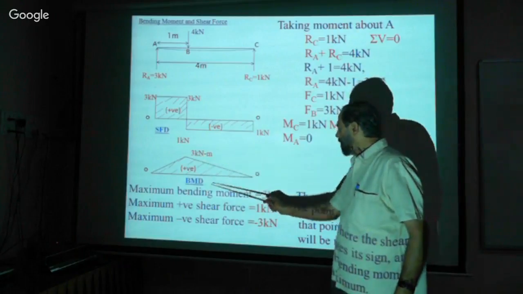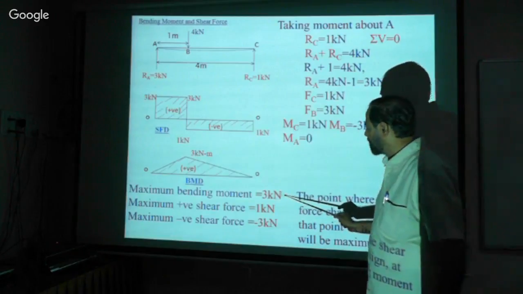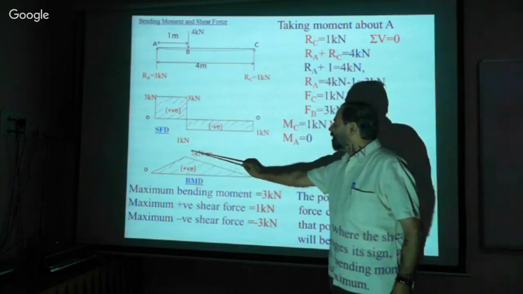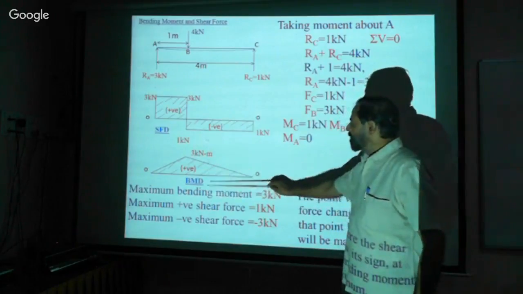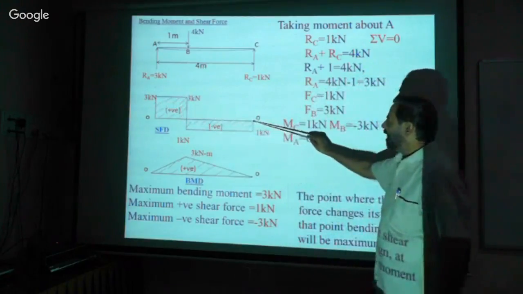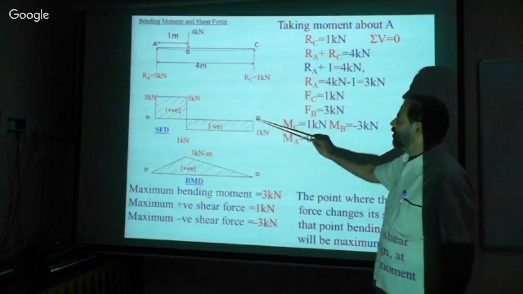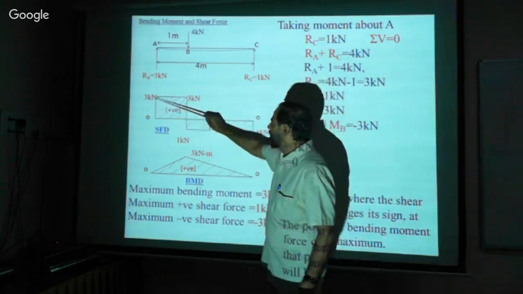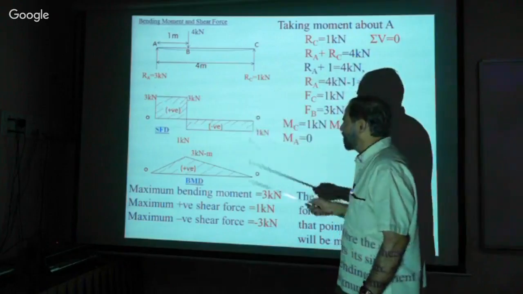Is equal to 3 kilonewton meter. Sorry, some unit is missing here, the meter is missing. It is 3 kilonewton meter, and that is the maximum bending moment. Maximum positive shear force is 3 kilonewton, and maximum negative shear force is 1 kilonewton.